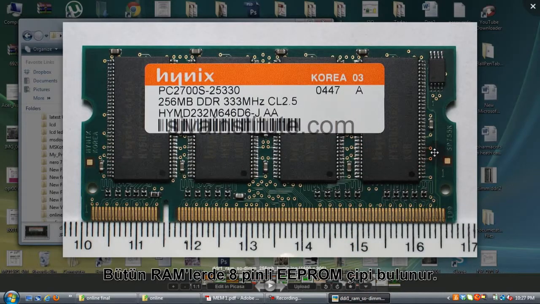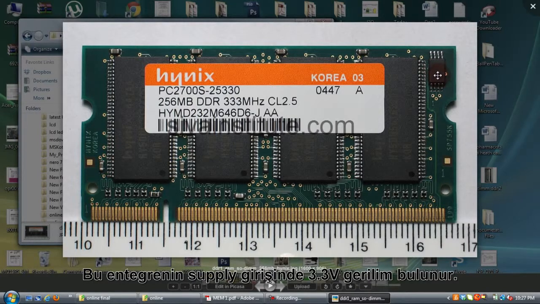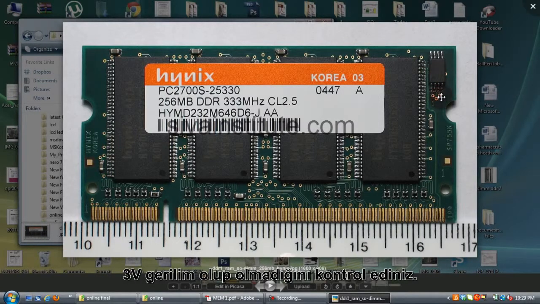Every memory module has this EPROM chip, an 8-pin EPROM chip. This is the supply pin, named VDD SPD. That pin has a 3.3 volt supply. From this IC, serial data and serial clock go to the ICH. You should check whether 3 volts is there or not in the memory slot.